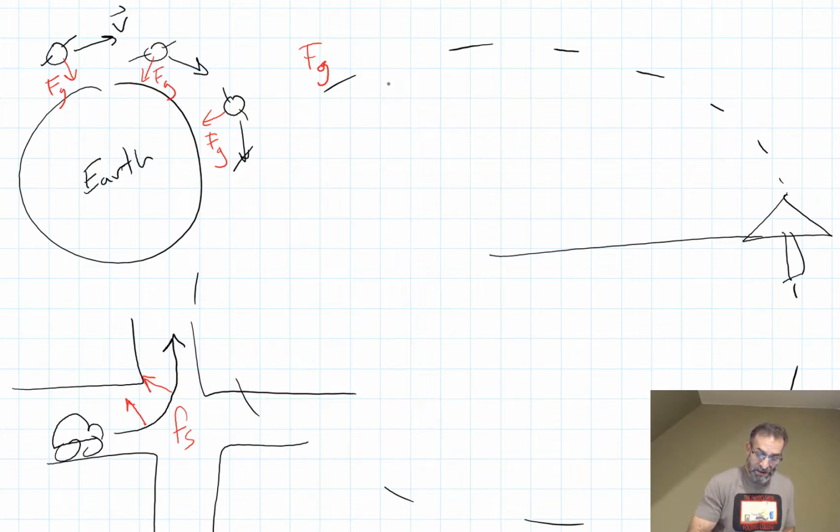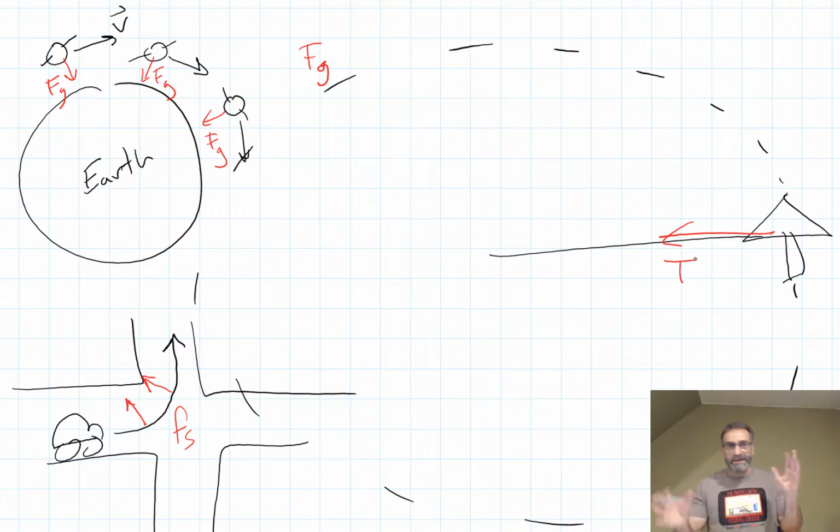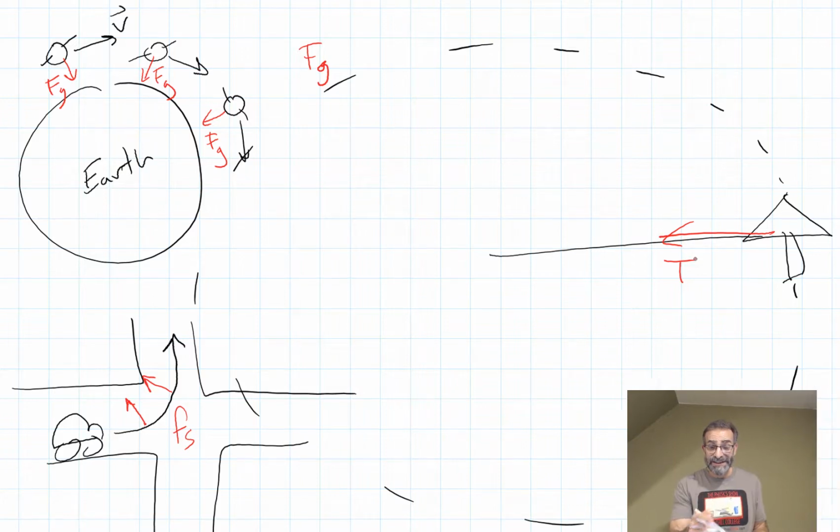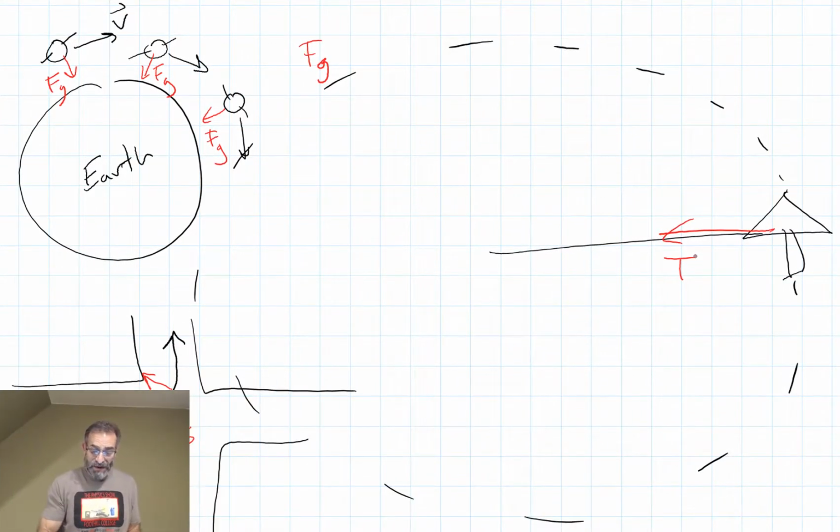What's keeping this moving in a circular path? The tension in that string. It's not some new centripetal force, some new force. It's tension in a string. We've been dealing with strings with tension in them. It's tension in the string. It's just that we know it has some special value. What special value does it have? mv squared over r.